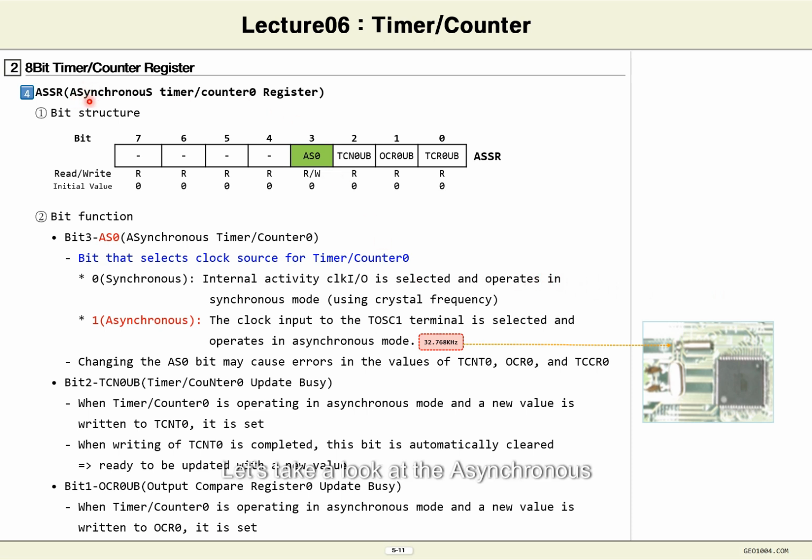Let's take a look at the asynchronous timer counter register. For this register, you only need to understand the AS0 bit correctly. This selects the clock source for timer counter 0. If you select 1, the clock input is selected.